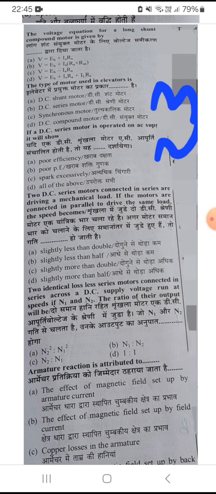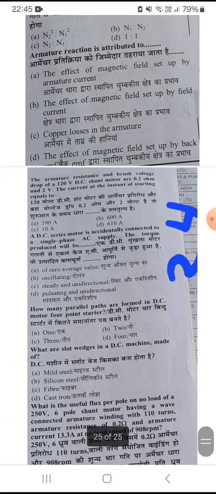Two DC series motors connected in series are driving a mechanical load. If the motors are connected in parallel to drive the same load, option C, slightly more than double. Okay. Two identical lossless series motors connected in series across a DC supply voltage run at speeds N1 and N2. The ratio of the output will be, option B, N1 is to N2. Option B is the right answer. Armature reaction is attributed to, option A, the effect of magnetic field set up by armature current.